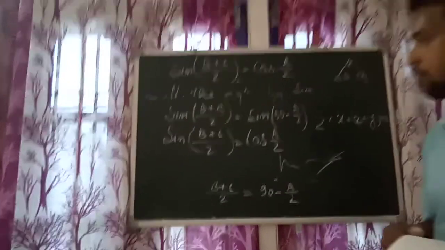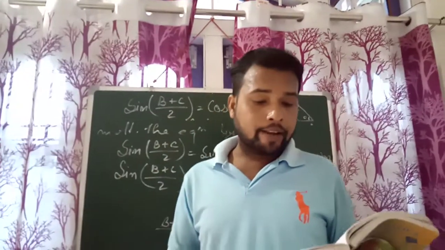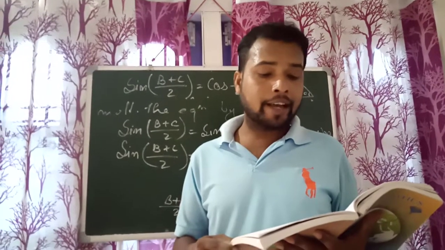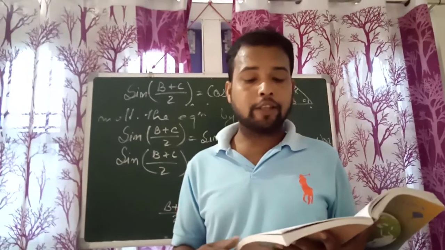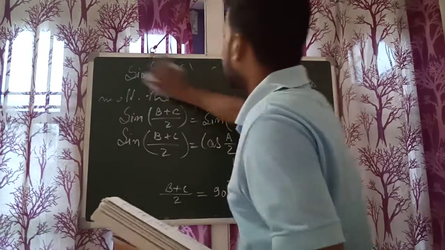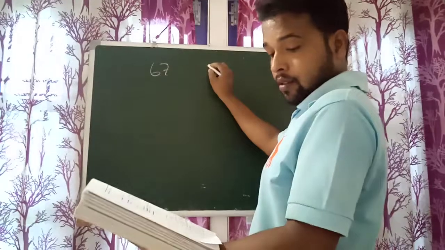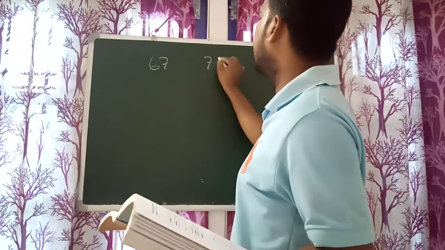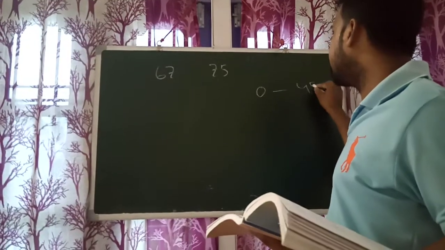Then question number 7. Now see the next question. Question number 7. Express sin 67 and cos 75 in terms of trigonometric ratios of angles between 0 and 45 degrees. One is 67 and another is 75. All these are not between 0 and 45.